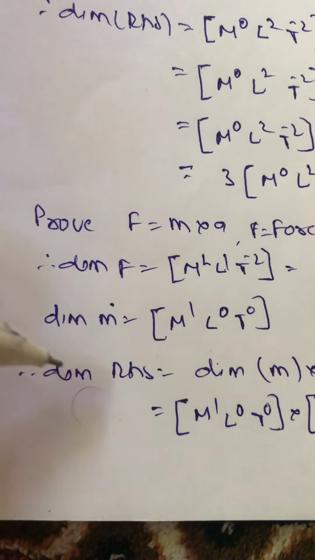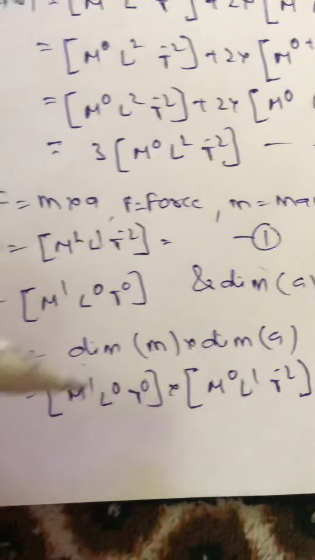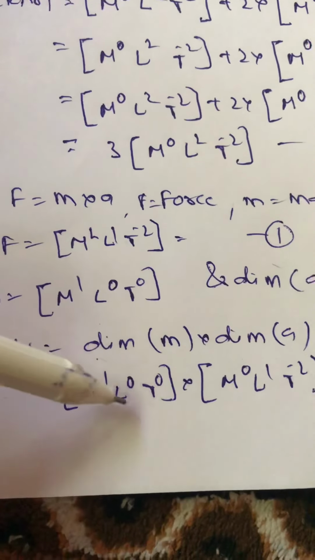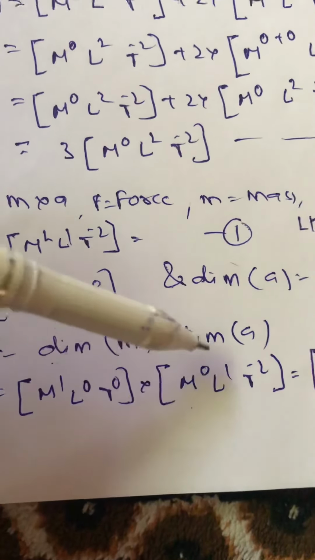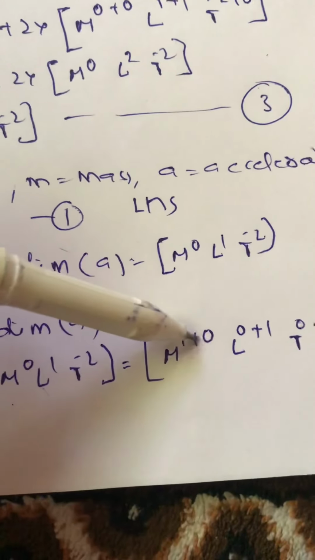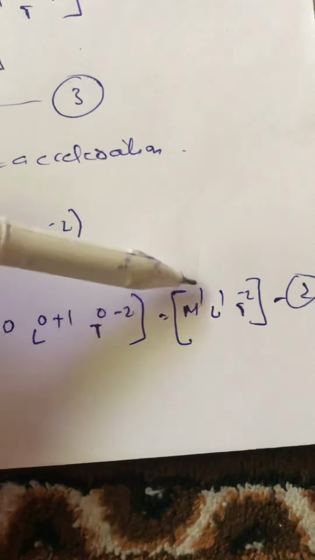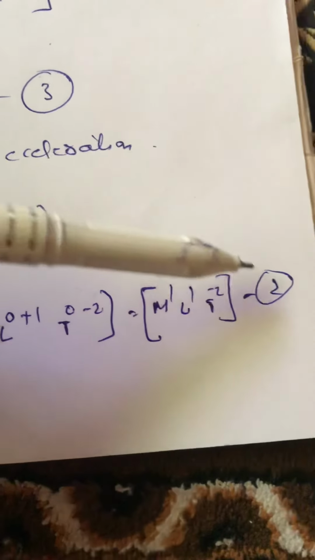Now the total dimension of RHS will be equal to dimension of mass into dimension of acceleration, that's equal to M raised to 1 L0 T0 into M raised to 0 L1 T minus 2, which is equal to M raised to 1 plus 0, L0 plus 1, T0 minus 2, that's equal to M raised to 1 L raised to 1 and T minus 2, equation number 2.